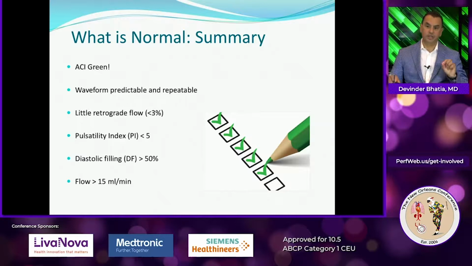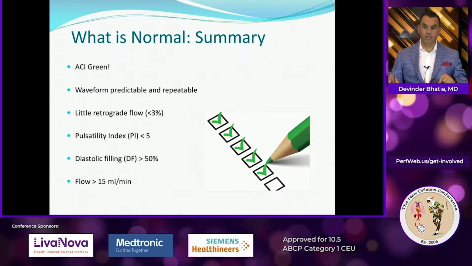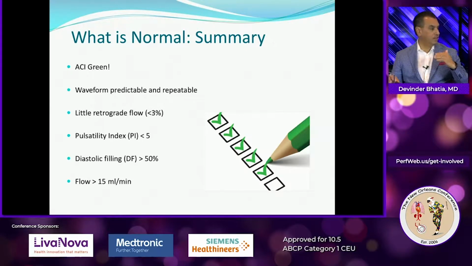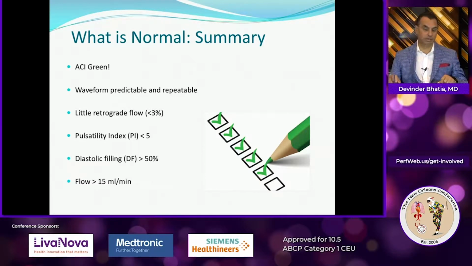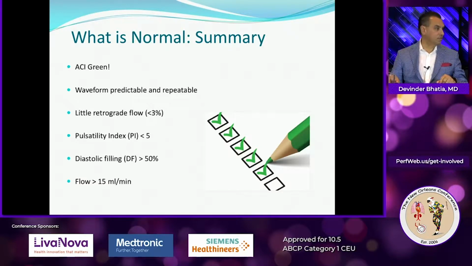You want to see little retrograde flow, and that's what shows the competitive flow in the tracing, and that's basically a filling that you will see below the x-axis. Normally you see that nice waveform above, and if you get a little dip below, that shows that you're getting a little bit of competitive flow, meaning that you have potentially bypassed a vessel that's not as stenotic as was told or seen in the angiogram. Which is likely to then go down.